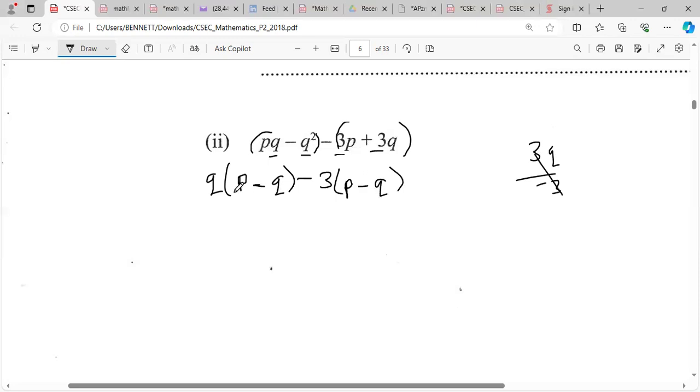Alright, so this is common, p minus q and p minus q. So we can simply say p minus q, and then for the next bracket, we have q minus 3. And that will give us some marks. I don't remember the marks, but that is factorizing it completely.